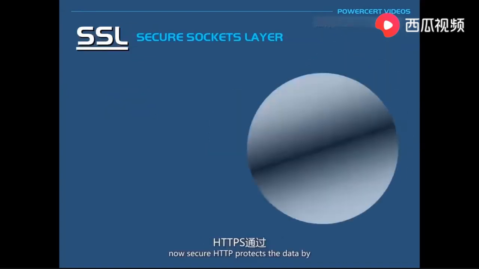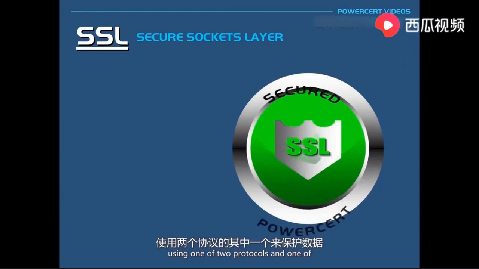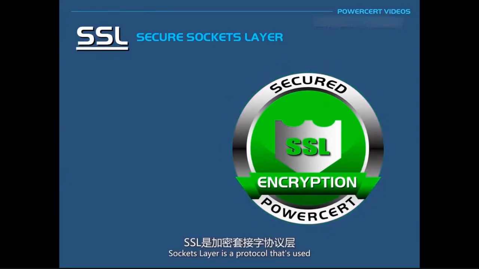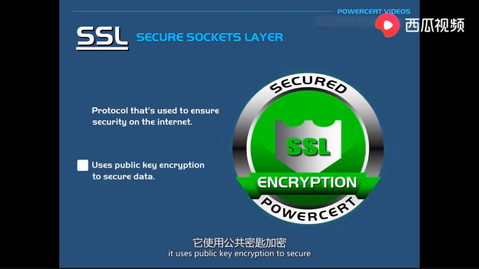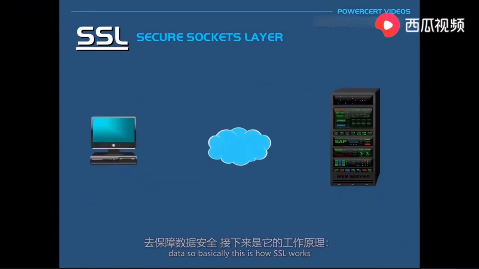Now, secure HTTP protects the data by using one of two protocols, and one of these protocols is SSL. SSL, or Secure Sockets Layer, is a protocol that's used to ensure security on the internet. It uses public key encryption to secure data. So basically, this is how SSL works.